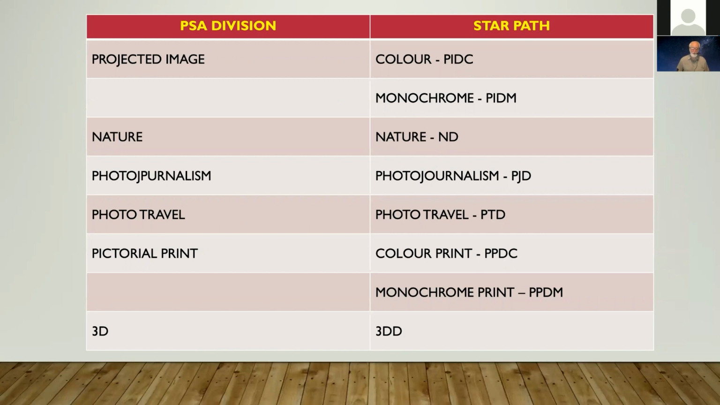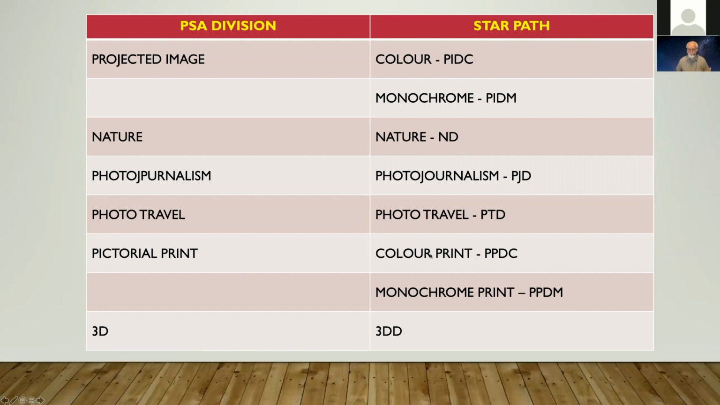So in the projected image division, for example, there are two star paths, one for color and one for monochrome. And they're designated by these letters, PIDC and PIDM. This simply means that when you are making your applications to PSA, you have to keep your color acceptances separate from your monochrome acceptances. And they're kept separate from your nature acceptances, photojournalism, photo travel, and so on.